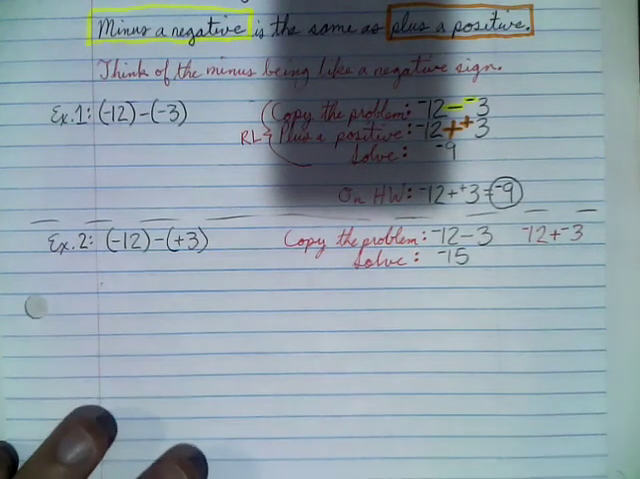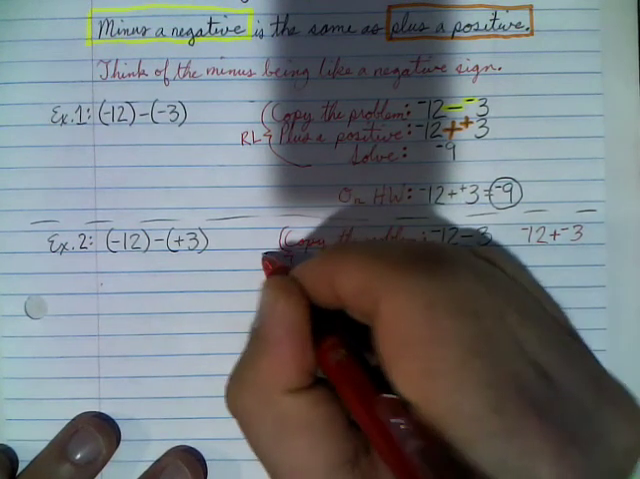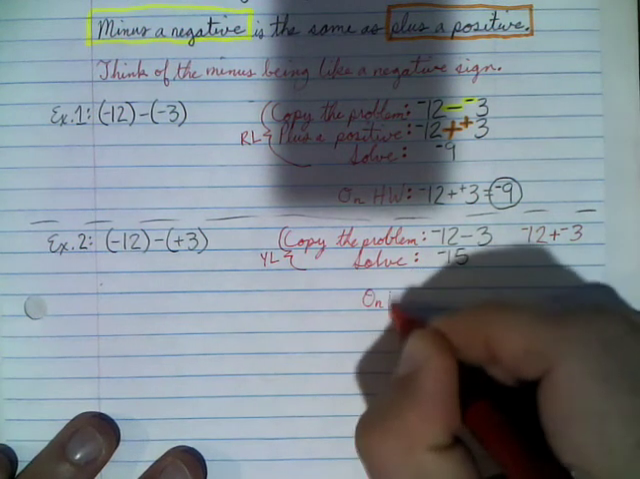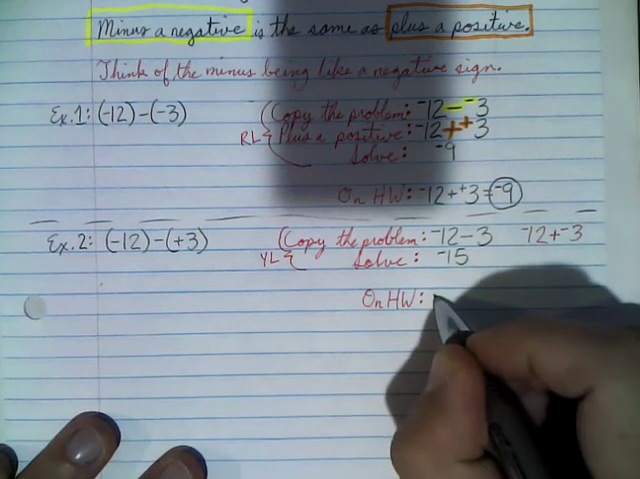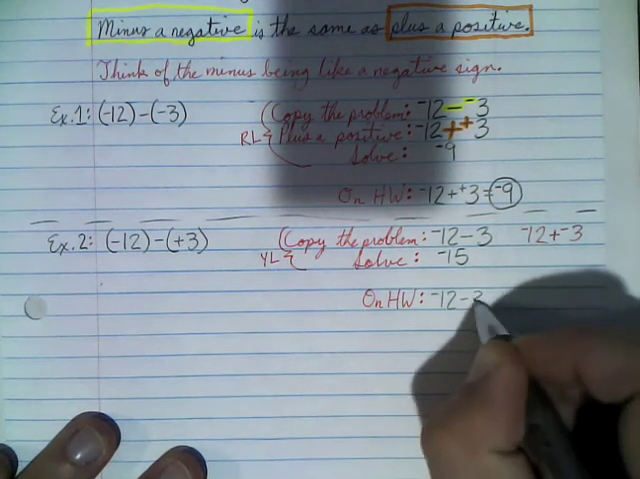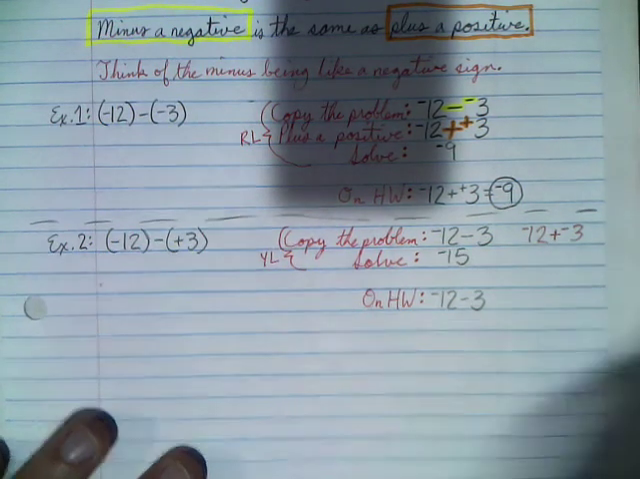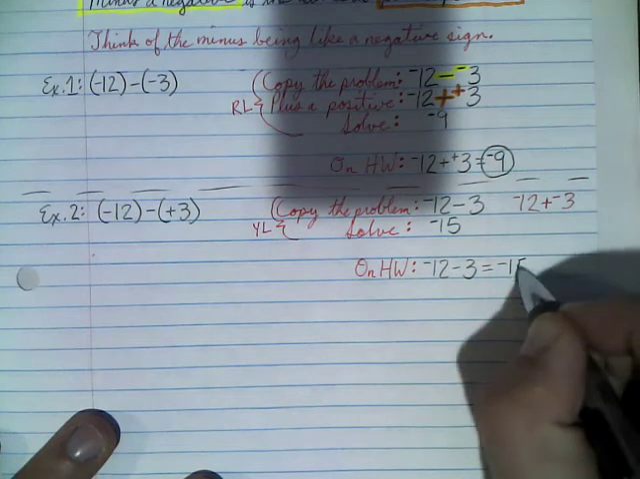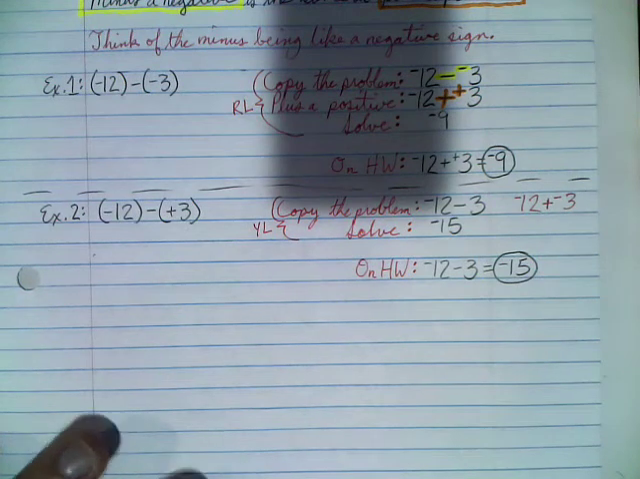So what kind of problem would this be then? Well, you're going to copy the problem, you're going to write your answer. So this would actually be a yellow light problem. And then we're going to write on the homework. So what do I expect to see on the homework? Well, I expect to see you copy the problem, negative 12 minus a positive 3. But we're going to treat this minus 3 like a negative 3. And so a negative 12 and a negative 3 makes a negative 15. And there we go.